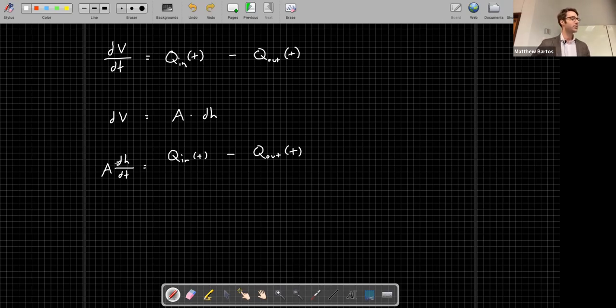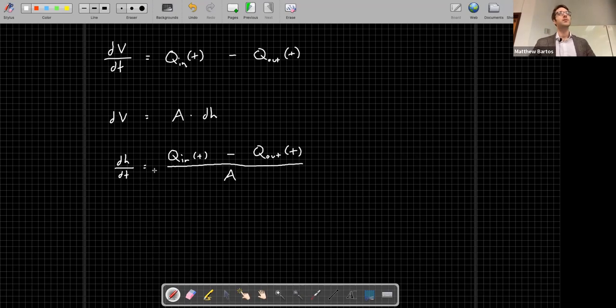And let's go ahead and divide through by A so that we have our dH/dt all alone on the left-hand side. And we end up with dH/dt, the change in depth of the pond with respect to change in time, is equal to the inflow minus the outflow divided by the bottom area.